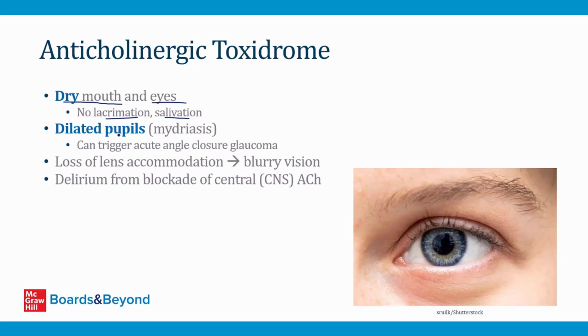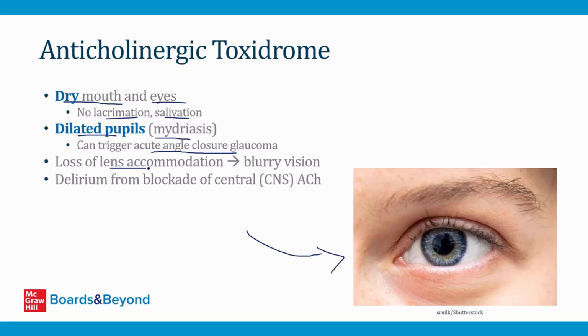The pupils in an anticholinergic toxidrome are dilated. This is mydriasis. That's what's shown in this image on the slide here. This is the opposite of the pinpoint pupils of a cholinergic toxidrome. When the pupils dilate, this can trigger acute angle closure glaucoma, which I talk about in the ophthalmology section. But it makes it more difficult for the anterior chamber to drain fluid when the pupil dilates. And so in an anticholinergic toxidrome, someone can develop acute glaucoma potentially.